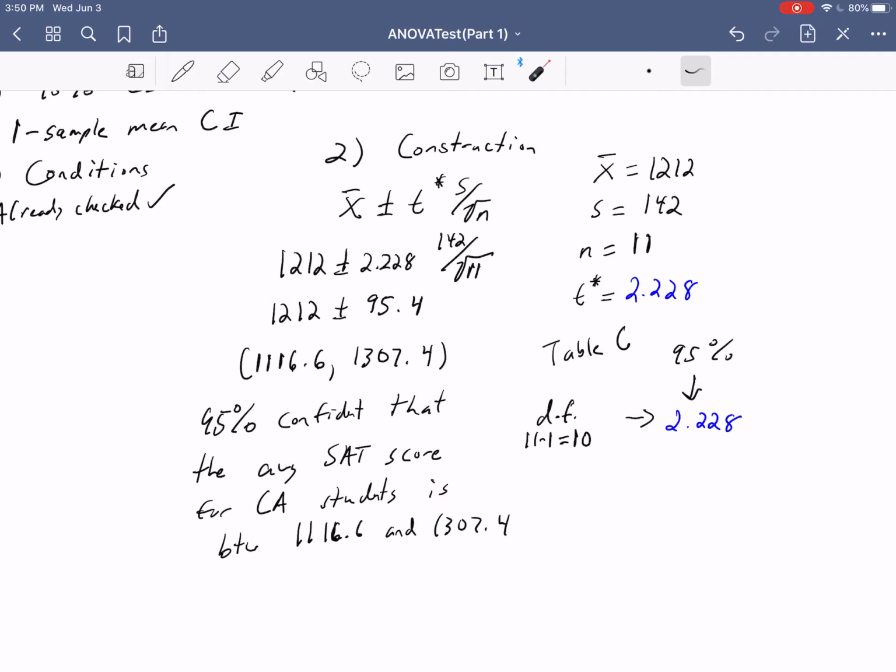Does that mean that that's where 95% of California students land? Absolutely not. This is just an interval for the average SAT score for California students. So there we go. In this video then, we've seen our first example of this new and final hypothesis test, the ANOVA hypothesis test. And now you guys have done a quick review on the original confidence interval. You learned the one sample mean confidence interval. In our next video, which will be the very last of our lecture videos, we will take a look at one more example of running the ANOVA test.